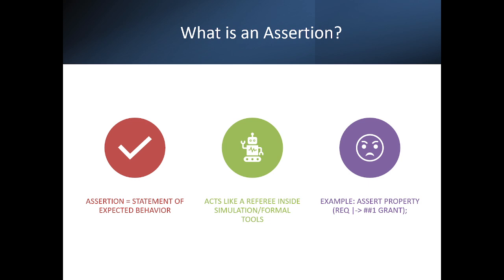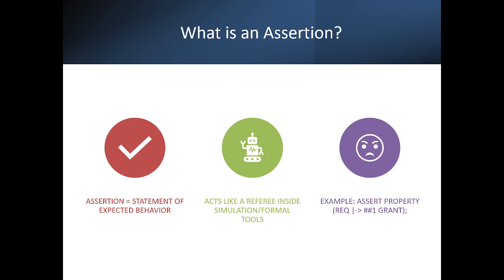What is an assertion? Let's talk about the definition. An assertion is a statement of expected behavior in a design. Think of it like a contract: if a condition is true, then another condition must follow. In SystemVerilog, assertions are written as SVA. So that is the name, and the title is SystemVerilog Assertions.